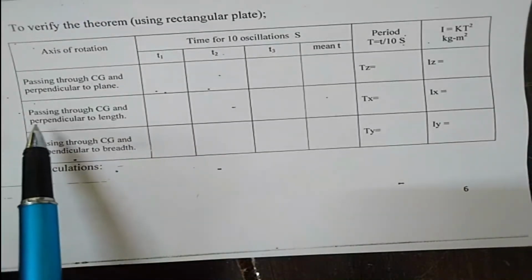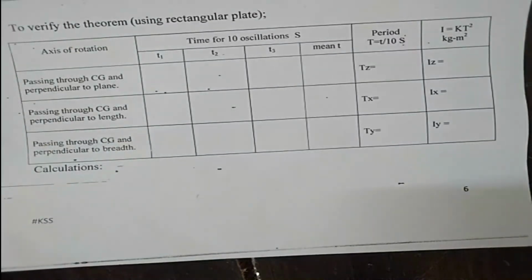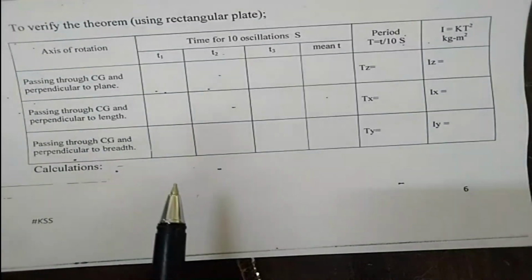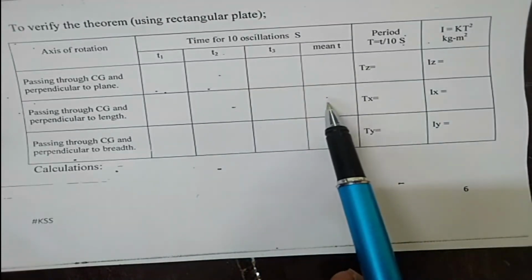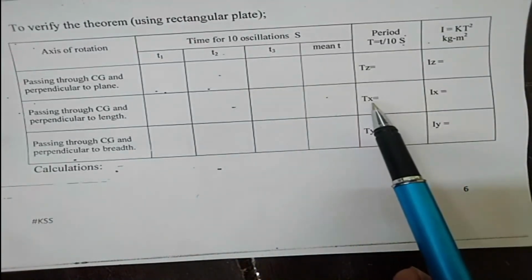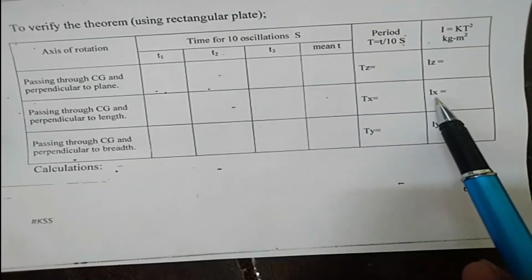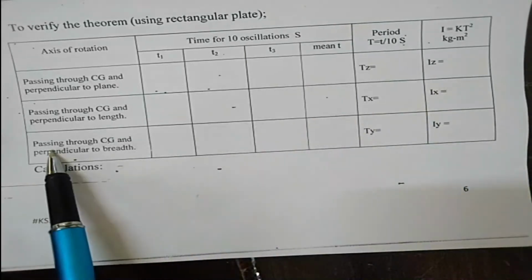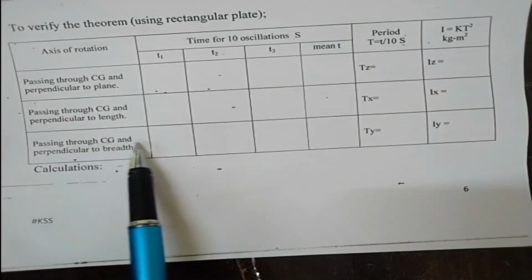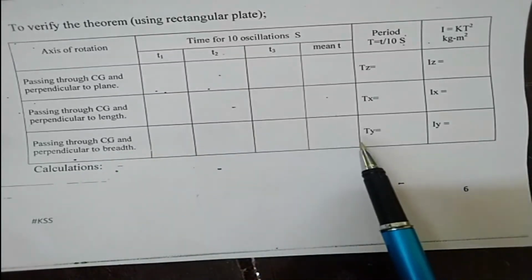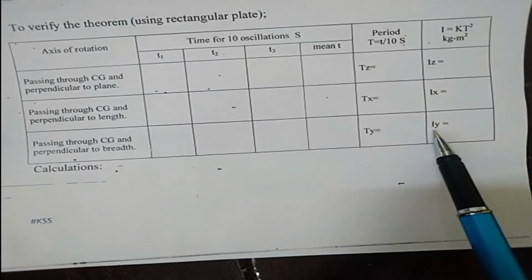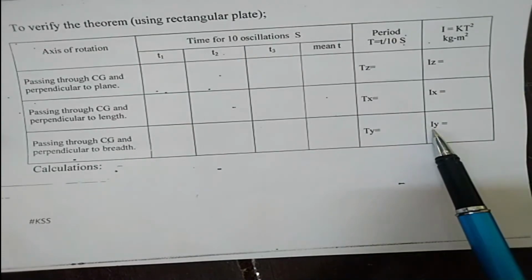The second one is passing through the center of gravity and perpendicular to the length. Find T1, T2, T3 and calculate the mean value T, and dividing by 10 will give you the period Tx, and the corresponding moment of inertia is Ix. Similarly, the third case is passing through the center of gravity and perpendicular to the breadth. The corresponding period is Ty, and the corresponding moment of inertia is Iy.